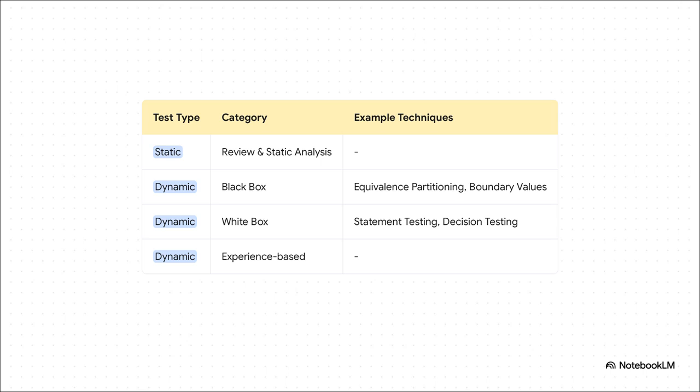Are you testing from the outside like a user? That's black box. Or are you testing from the inside like an engineer? That's white box. And then there's a third way, experience-based testing, which is where you rely on a skilled tester's own intuition to just explore the software and sniff out bugs that more structured tests might miss. This right here, this is your complete mental model for how to think about software quality.